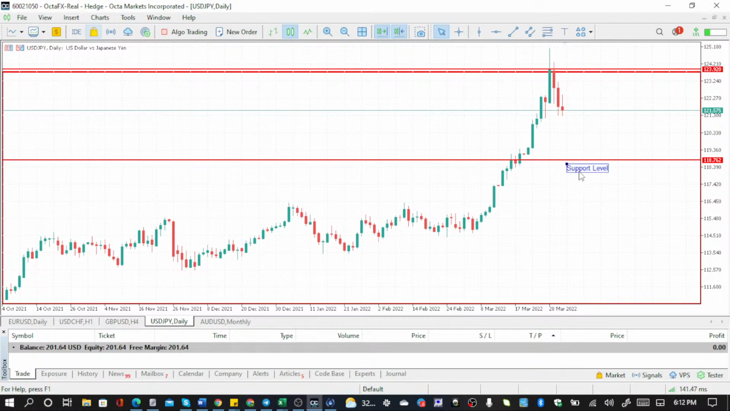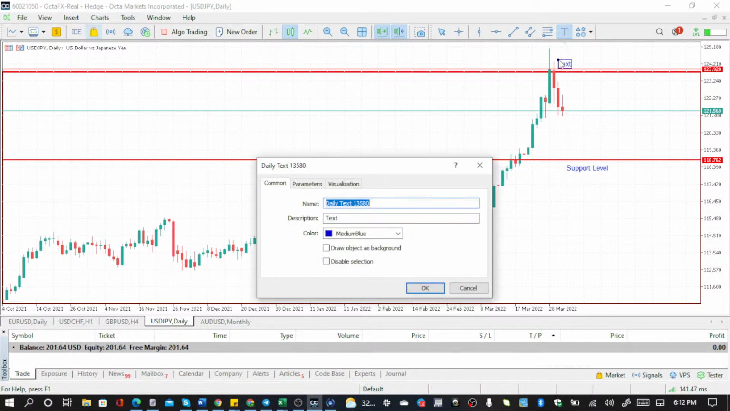Now this level is the resistance level. Let me write it down so that you can see and note.